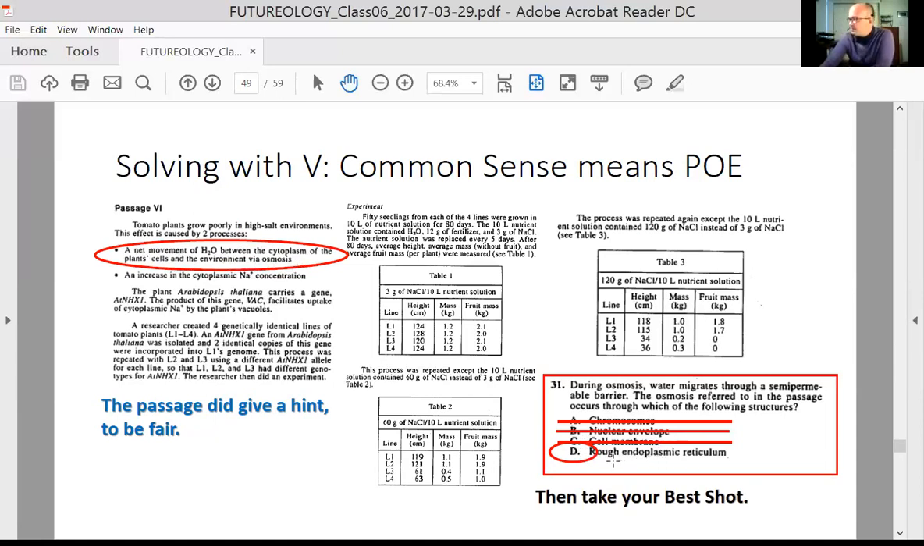But the correct answer is actually the cell membrane. So if you were worried about it being D, it's not. You can cross your way through and your best shot would be cell membrane. But notice that they don't really give the right hint even by looking at the intro. This is kind of a common sense POE question.